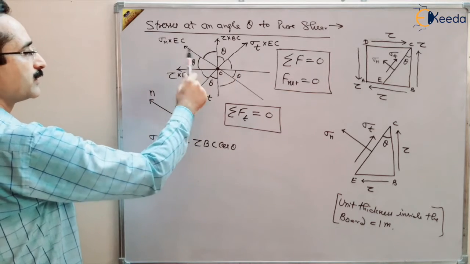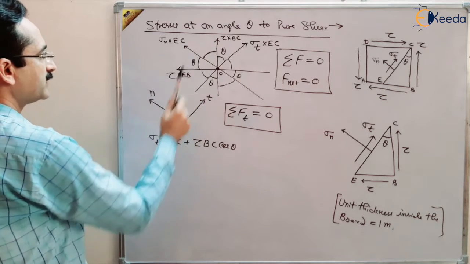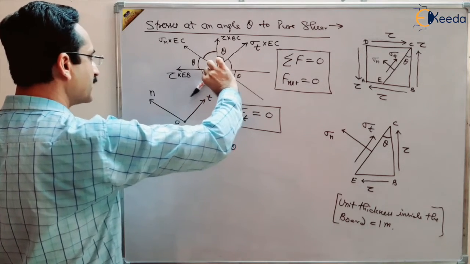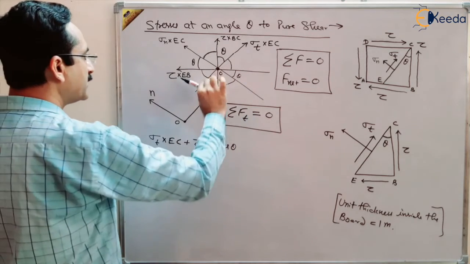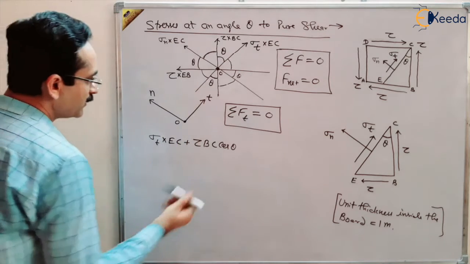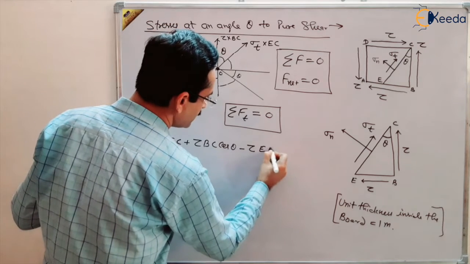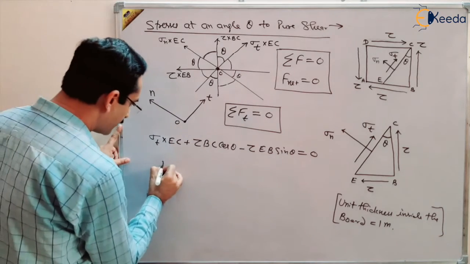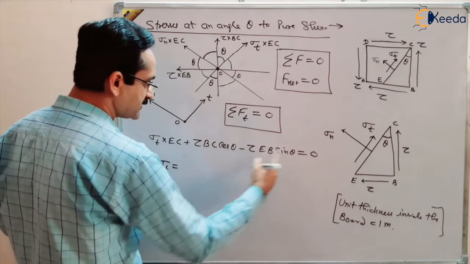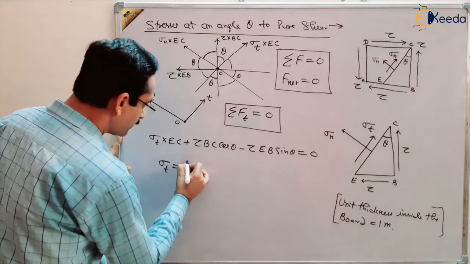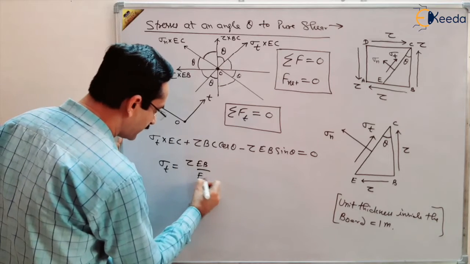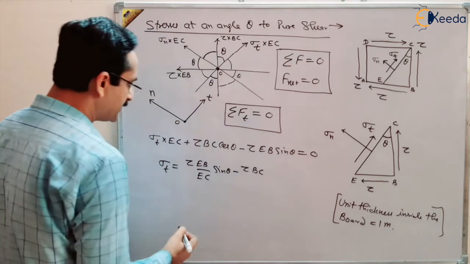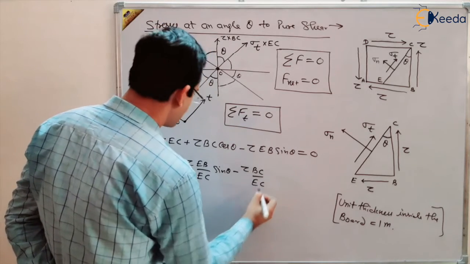In 90 degrees there is no component of this in this direction, because cos 90 is 0. Now this component is opposite to our positive tangential direction, so it will be in the opposite direction, right? So this will be tau EB, and this is 90 minus theta, so this will be sine theta. So this will be minus tau EB sine theta, and this should be equal to 0, because the sum of all tangential forces should be equal to 0. So sigma T will be equal to, we can take these shear stresses to the other side, tau EB by EC in the denominator, sine theta minus tau BC by EC cos theta.